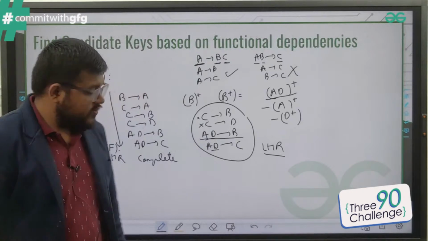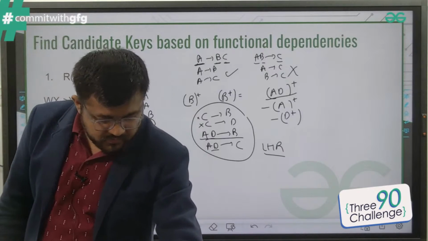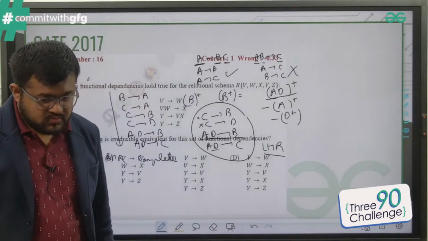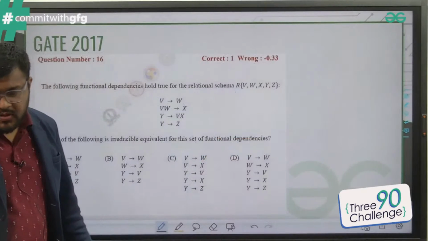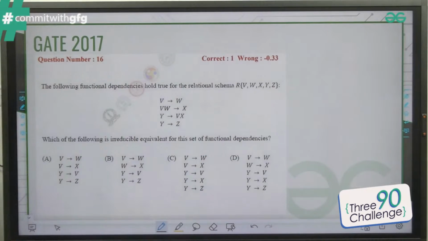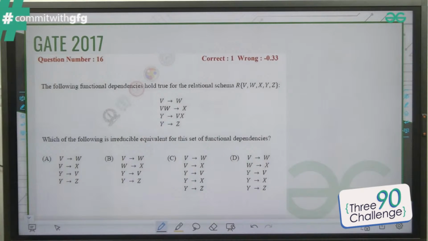Okay, let's move further. There are some more questions on canonical form. Let's solve this question. Guys, what would be the answer for this question? The following functional dependencies hold true. Which of the following is the irreducible equivalent for these functional dependencies? You have to find the canonical form.